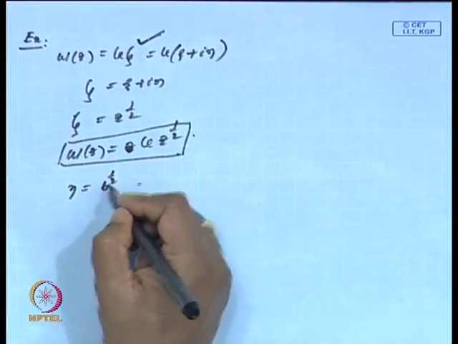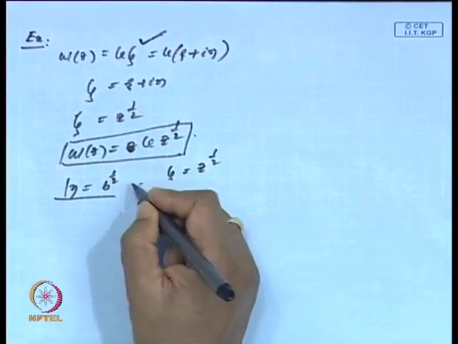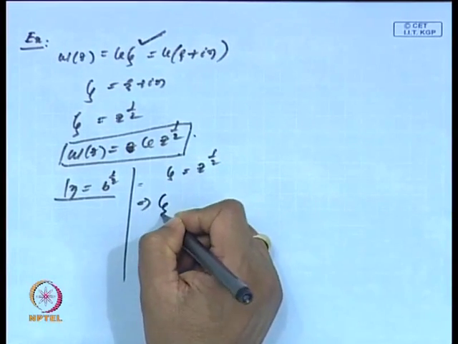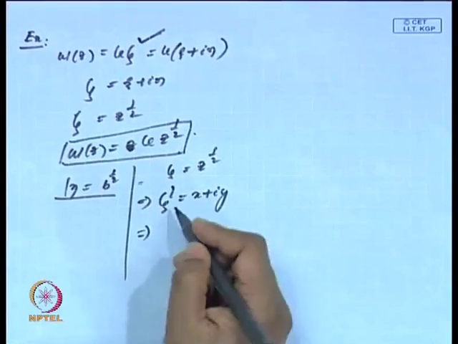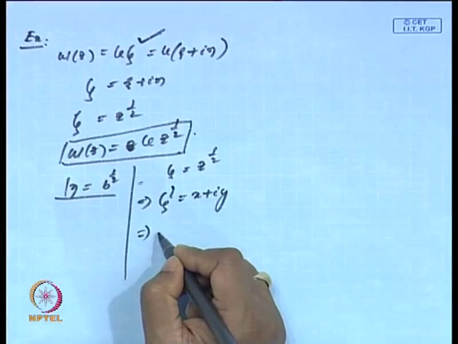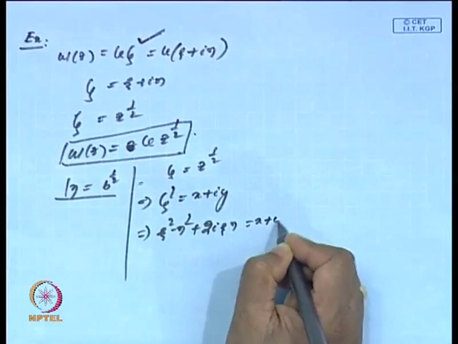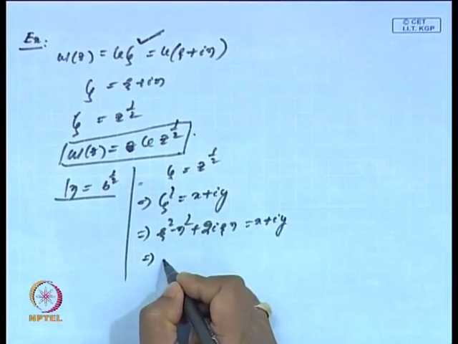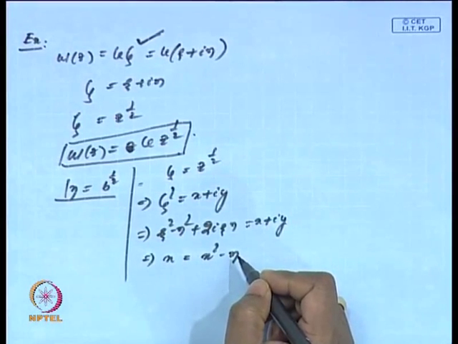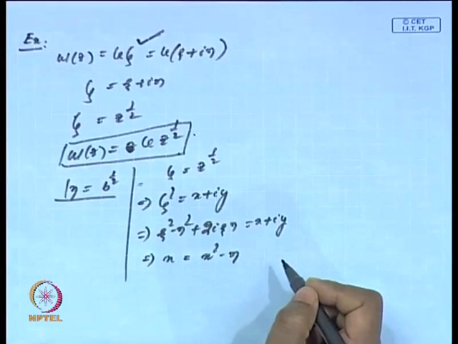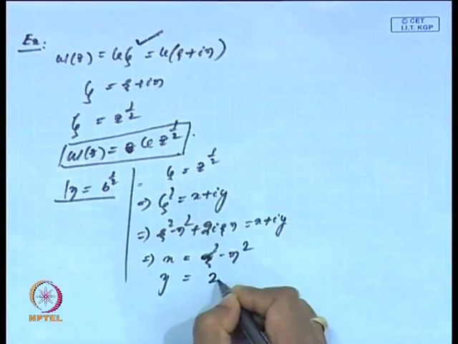So, we have already zeta is equal to z to the power half, which implies our zeta square is x plus i y, because that is z, and that means again zeta is xi plus i eta. If I put xi plus i eta, xi square minus eta square plus 2 i xi eta is equal to x plus i y. And once this is this, that means I get x is equal to xi square minus eta square, and my y is equal to 2 xi eta.